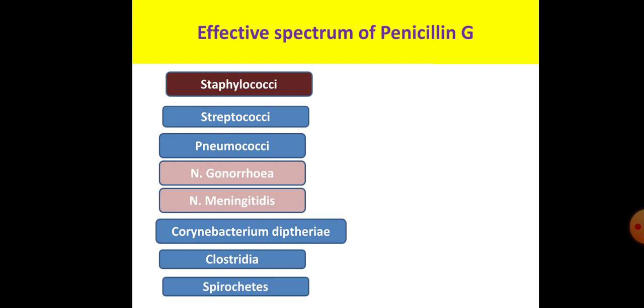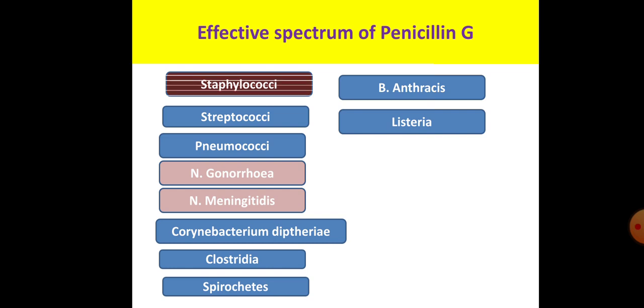Spirochetes: penicillin G is highly effective against the spirochetes. Spirochetes are very sensitive to penicillin G. Remember this very carefully, that even till today, spirochetes are highly sensitive. Even minute concentrations of penicillin G are required to kill Treponema pallidum, then Bacillus anthracis, then Listeria.